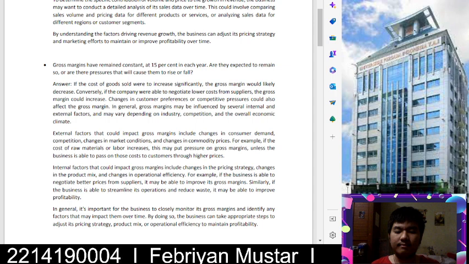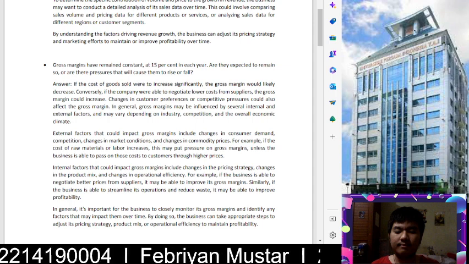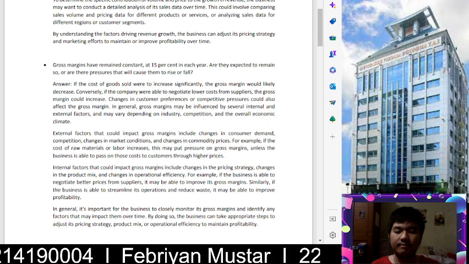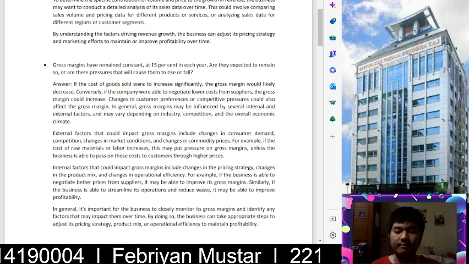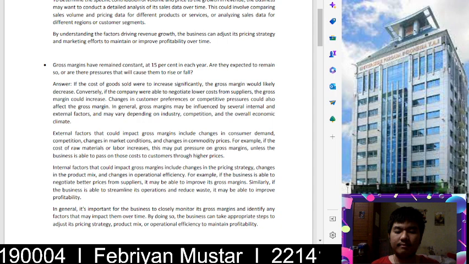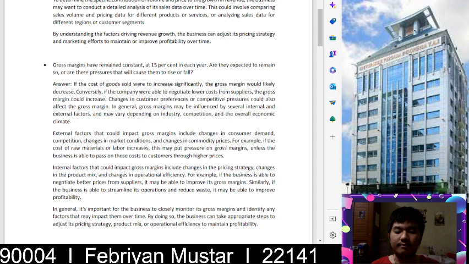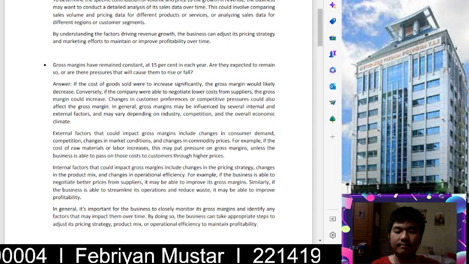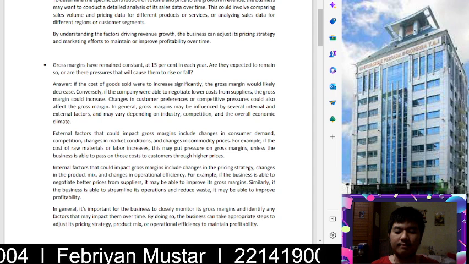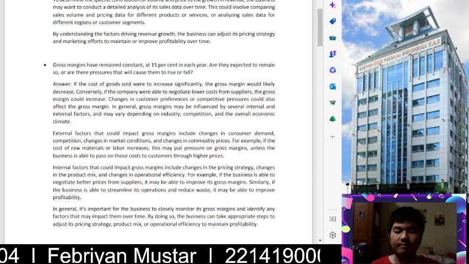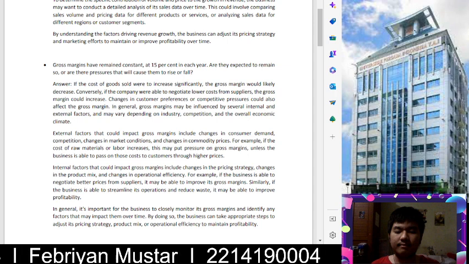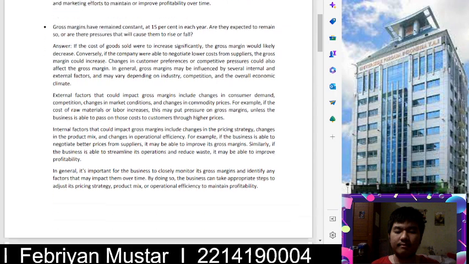Internal factors that could impact gross margin include changes in the pricing strategy, changes in the product mix, and changes in operational efficiency. For example, if the business is able to negotiate better prices from suppliers, it may be able to improve its gross margin. Similarly, if the business is able to streamline its operations and reduce waste, it may be able to improve profitability.